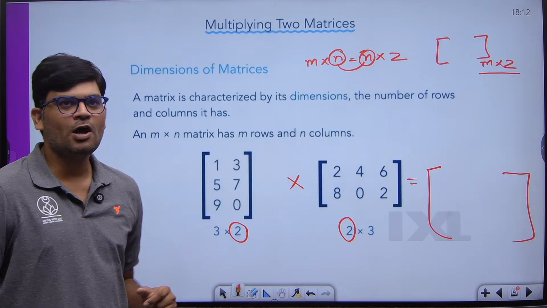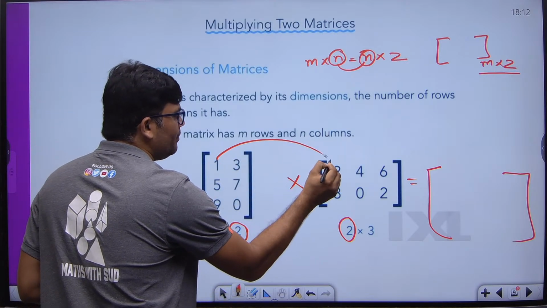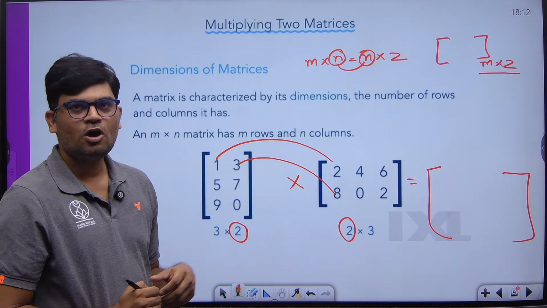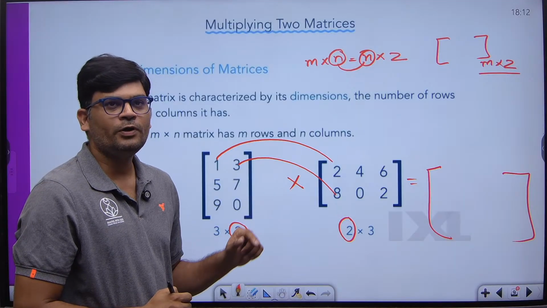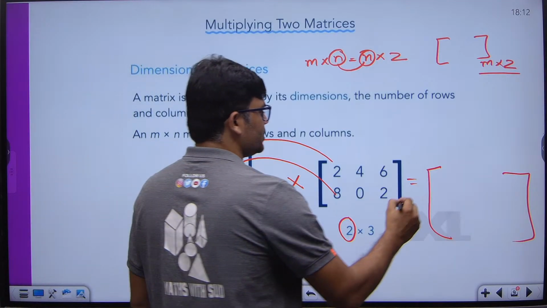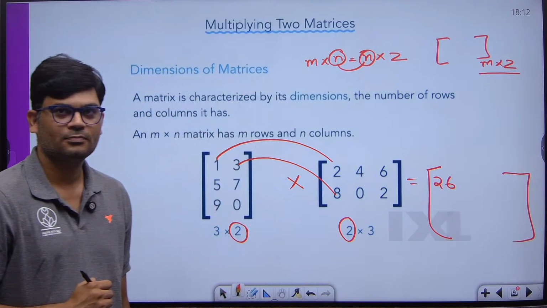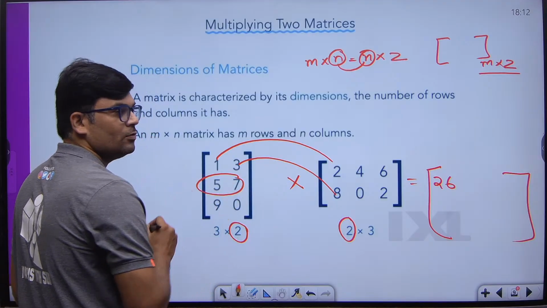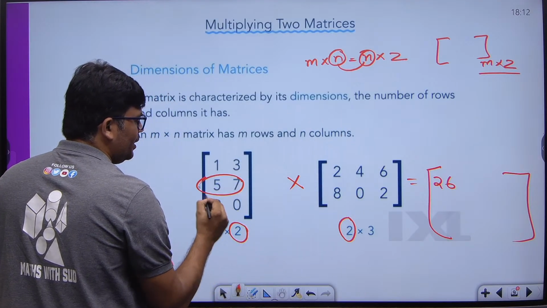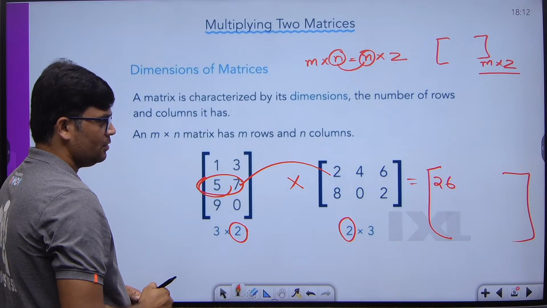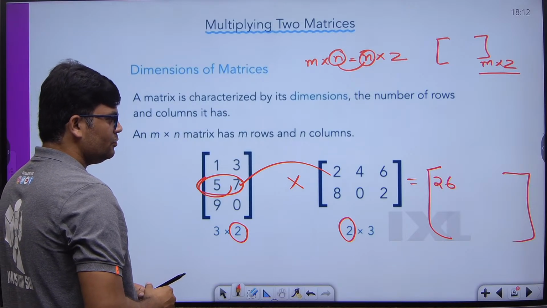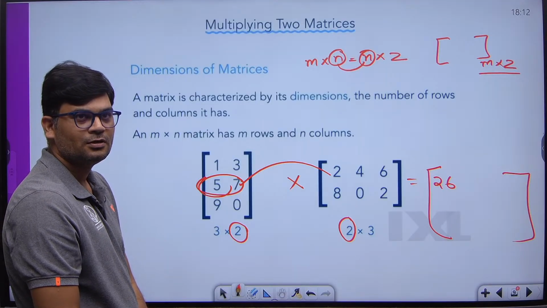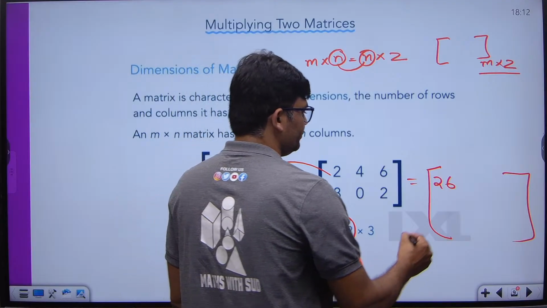Let us find the first value, how it is done. First 1 will be multiplied by 2 and 3 will be multiplied by 8. So how much do you get? 1 into 2 is 2, 3 into 8 is 24. Add them, you will get 26. Now going to the second part, the second row, which will be multiplied by the first column. So 5 into 2 is how much? 10. And 7 into 8 is how much? 56. 56 plus 10 is how much? 66.